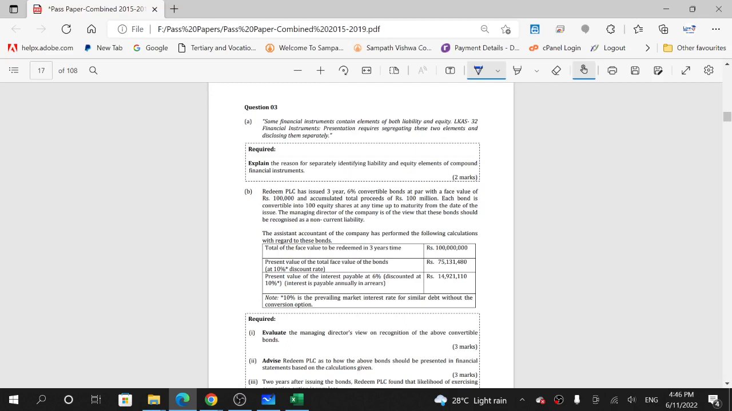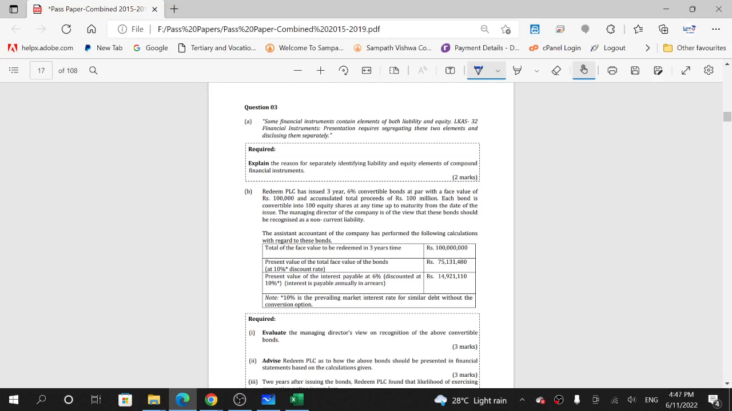Second one. Redeem PLC has issued 3-year 6% convertible bonds at par with a face value of 100,000 and accumulated total proceeds of 100 million. Each bond is convertible into 100 equity shares at any time up to maturity from the date of the issue. The managing director is of the view that these bonds should be recognized as a non-current liability. The assistant accountant of the company has performed the following calculations with regard to these bonds.